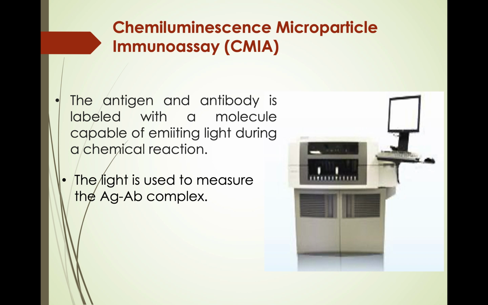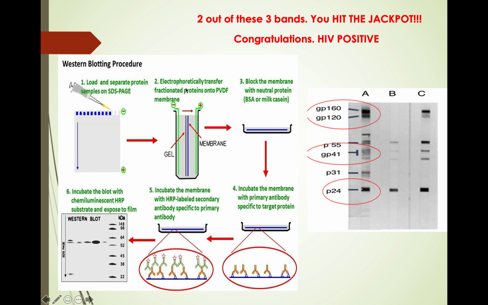So technically, what we're doing here is an electrophoresis. Electrophoretically, we transfer the fractionated protein onto your PVDF membrane. Once we transfer the content of the gel to your membrane, we block the membrane with a neutral protein, like BSA or milk casein, and afterwards we incubate that membrane with primary antibodies specific to your target protein.